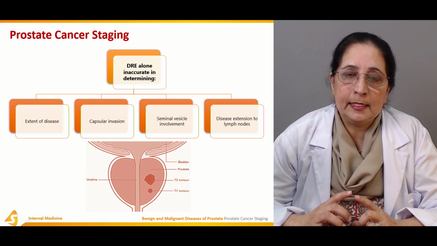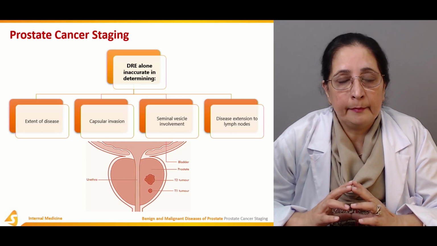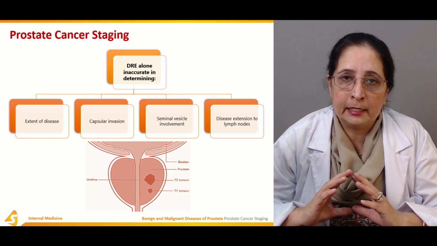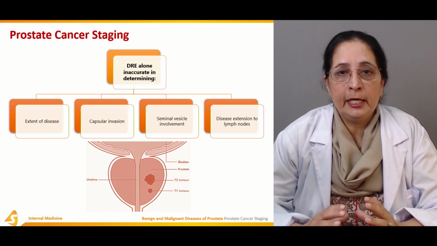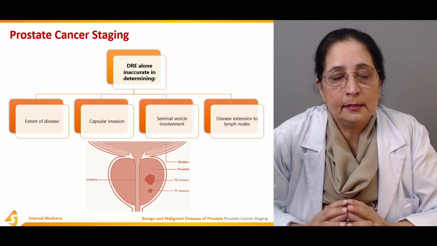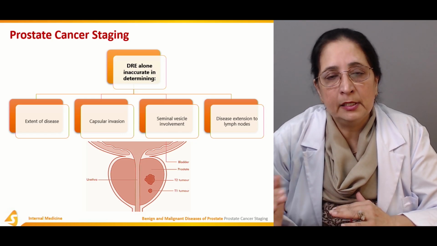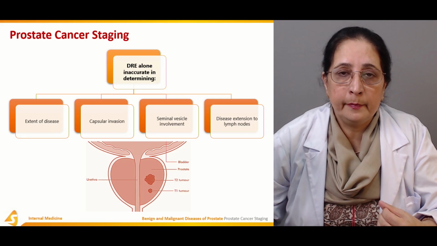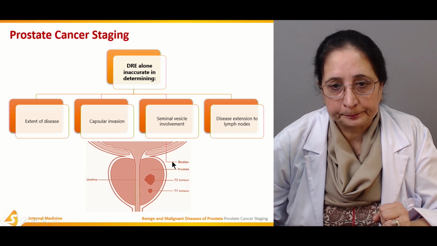The digital rectal exam is not a very extensive exam, and it's not very accurate in determining so many things. It cannot tell what the extent of the disease is, how deep the invasion is, whether the capsule is invaded or not, whether the seminal vesicles are involved or not, how many lymph nodes are affected, or whether the disease has spread to the lymph nodes or not. So all these things cannot be determined by the digital rectal exam.